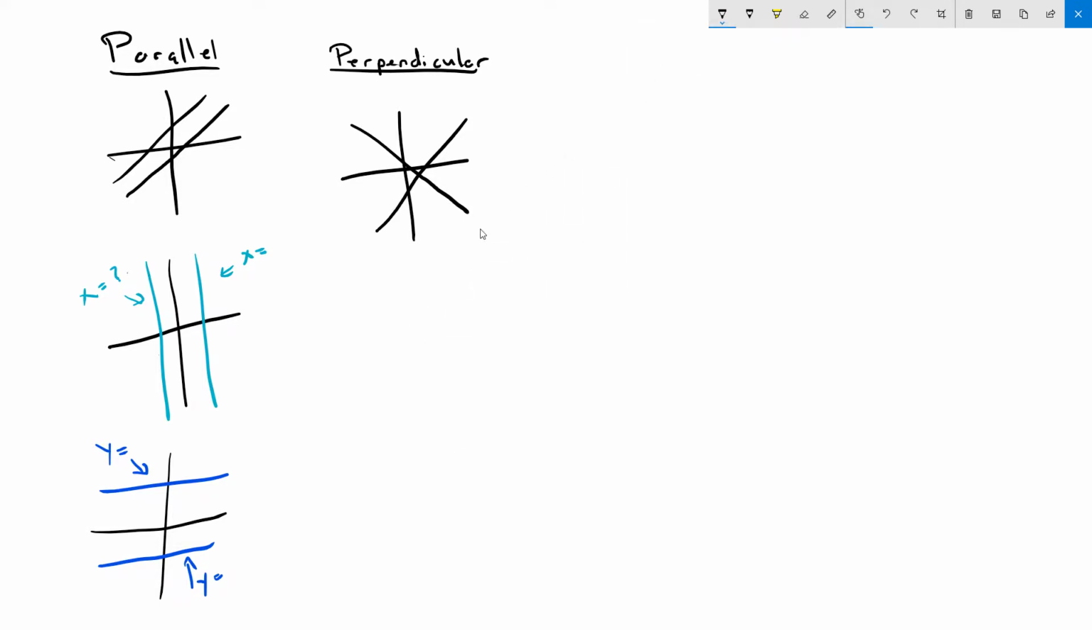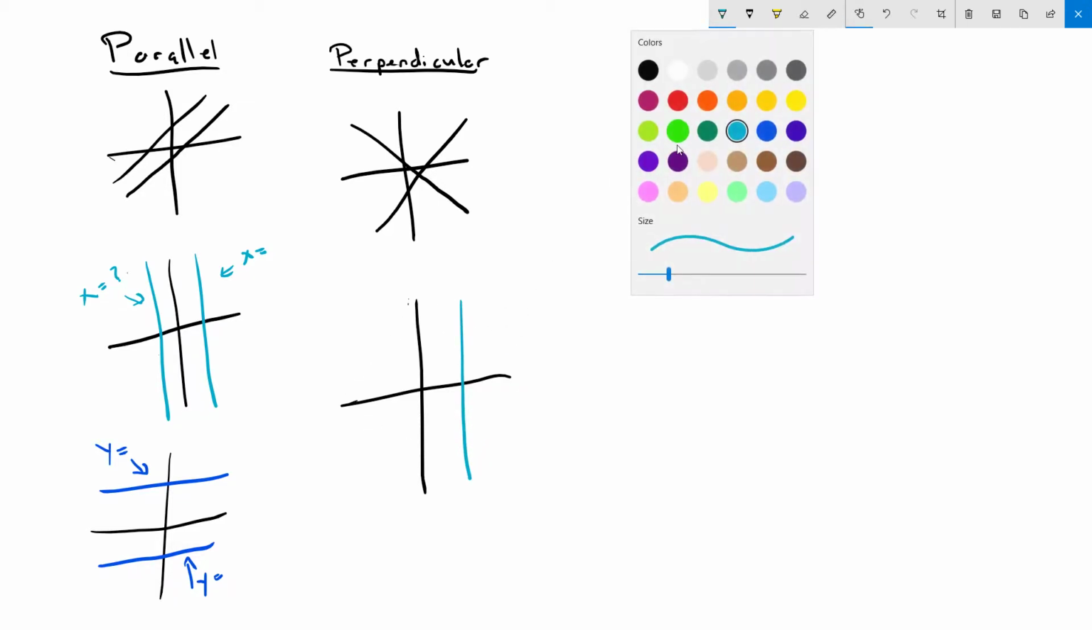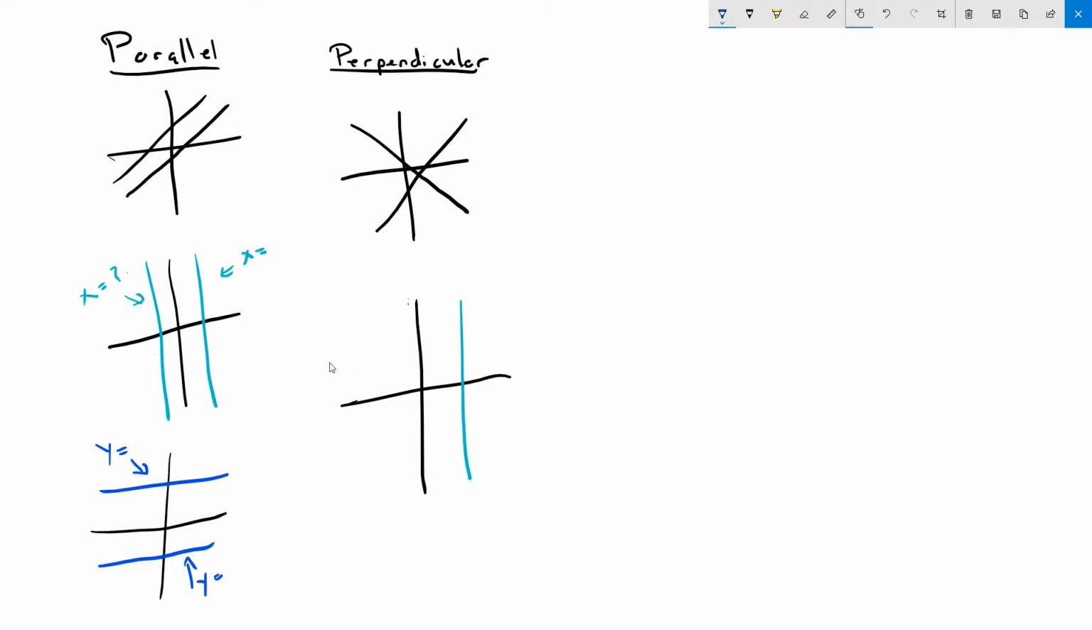Another case that you can have perpendicular lines is, of course, if you have... Man, I'm getting really bad at drawing. Okay, let me see if I can do this better. Yes. So another case would be if you had, let's say, a vertical line and a horizontal line, okay?